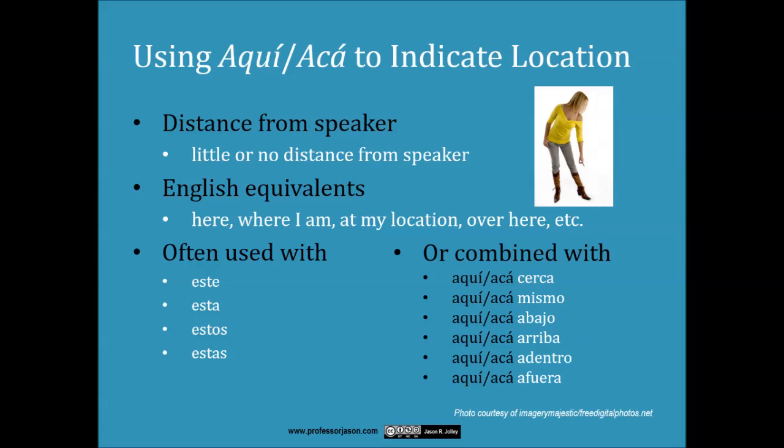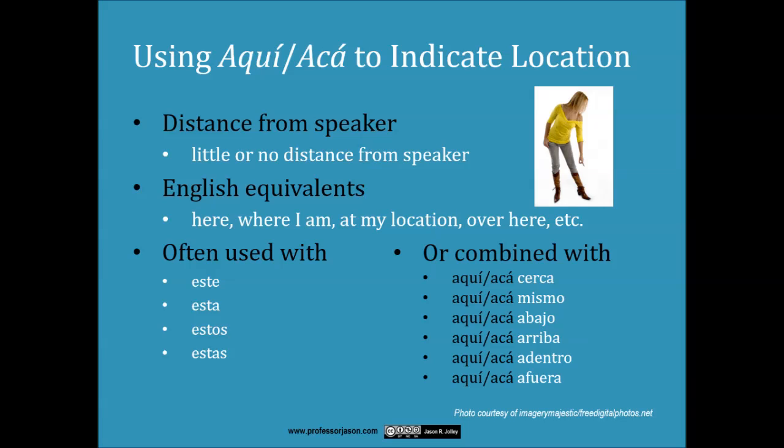Okay, so let's start off by talking about the forms aquí and acá and how they're used to indicate distance, space, and location. So we're going to use aquí and acá when we want to indicate little or no distance from where I'm at, from the speaker. So in terms of English equivalents, they're concepts like here, over here, where I'm at, my location, right? I'm going to use aquí.